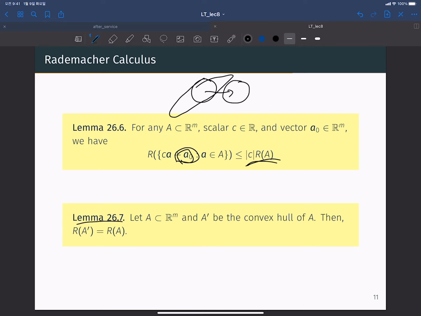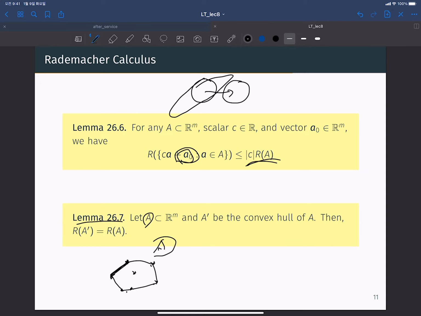And the second thing that is very interesting: when you have some set of vectors that defines your hypothesis class, let's say this is A, and you take the convex hull of these data points. Let A prime be the convex hull of A, which is just the set of linear combinations among all points in the original set A. Convex hull is the smallest convex set that includes the original set A.